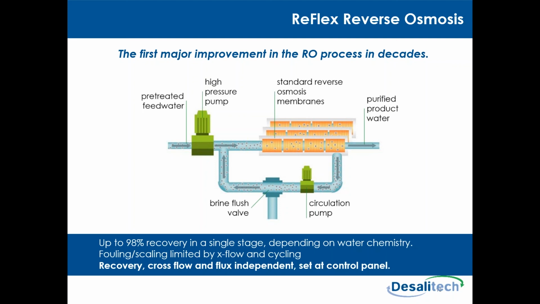Periodically, the brine valve is throttled open, allowing the concentrate to get pushed out of the system, and then it returns to closed-circuit operation. We've been able to achieve over 90%, up to 98% recovery in a single stage of membrane elements. Of course, how high you can go on recovery depends on water chemistry to some extent, and we'll talk a little bit about that.